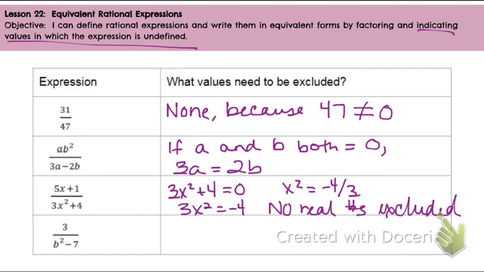And then finally, b squared minus 7 in our denominator. When b squared equals 7, that's going to equal 0. So that means if b equals plus or minus the square root of 7. So that expression exists for every real number except when b equals positive or negative the square root of 7.